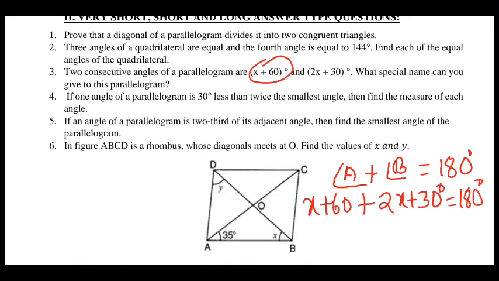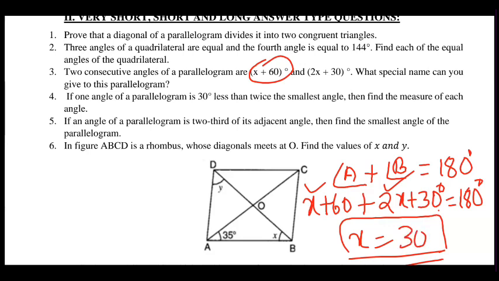Come on, tell me what is x. Let's see how well you can do in algebra. X plus 2x is 3x. 60 plus 30 is 90. 3x plus 90 is equal to 180. 3x is equal to 180 minus 90. What is it? 3x is equal to 90. Correct? What is x equal to, beta? 30. Excellent. X is equal to 30.